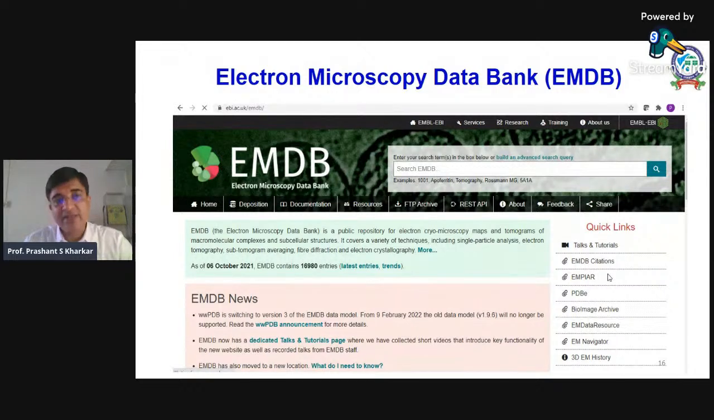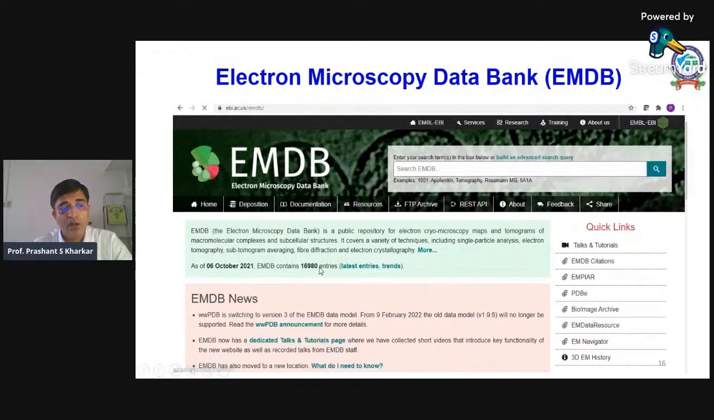Now, like I said, there is a database called Electron Microscopy Data Bank, just like the Protein Data Bank, or RCSB PDB, that is Research Collaboratory for Structural Bioinformatics Protein Data Bank. This one is Electron Microscopy Data Bank. If you look at the structures, on 6th October 2021, the EMDB contains 16,980 entries, while the entries in PDB are close to 200,000.